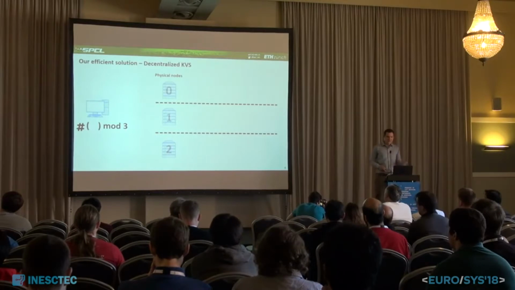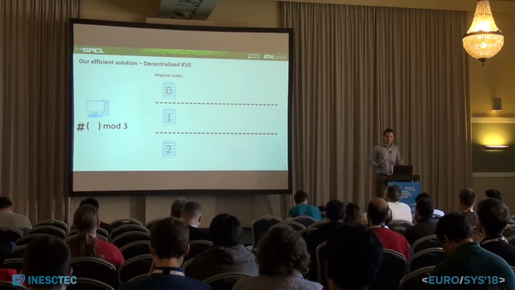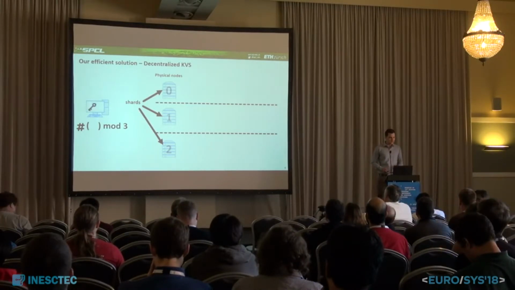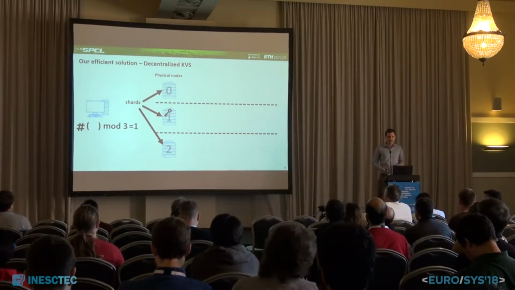So I can talk a lot about all challenges. Now I'd like to focus on the solution. The key to achieving high performance is to reduce communication overhead, so we chose a decentralized architecture where we have assigned key shards to the physical nodes, and the client applies a hash function to the key and then directs its request to the required machine.